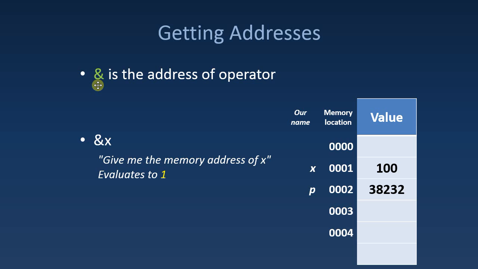Like the star, the ampersand has multiple meanings. In C++, it means reference, if we're doing a parameter, or we can have a reference variable. But if we put it in front of the name of a variable like ampersand x, it says, give me the memory address of x. If memory looked like this right now, and we asked for ampersand x, we'd get 1, because that's the memory address where x currently is.